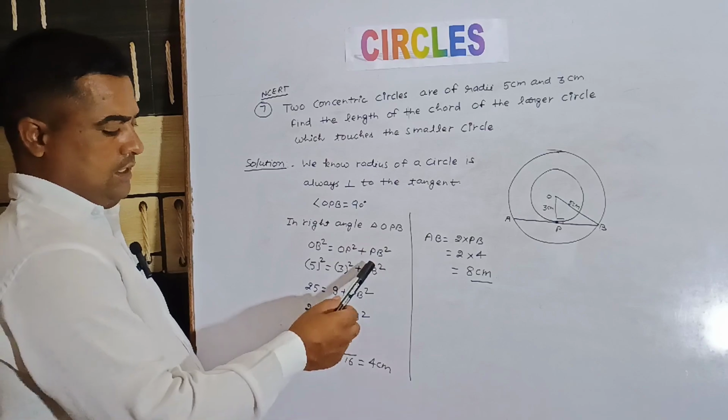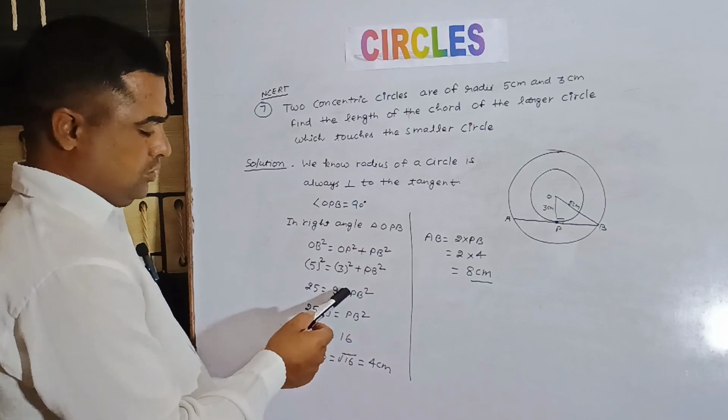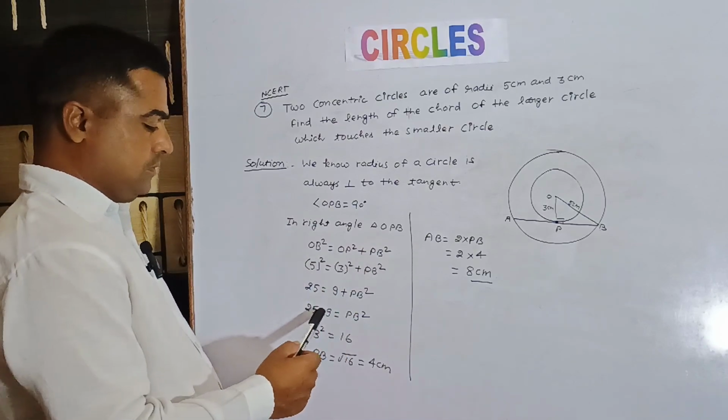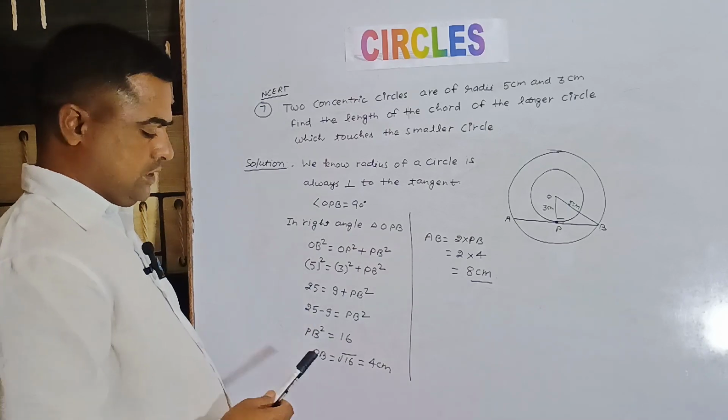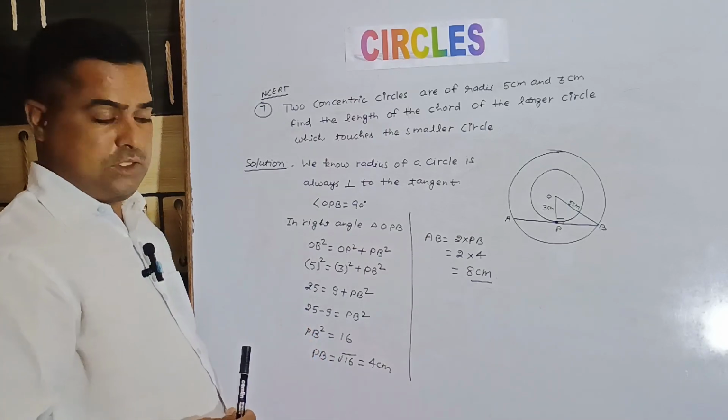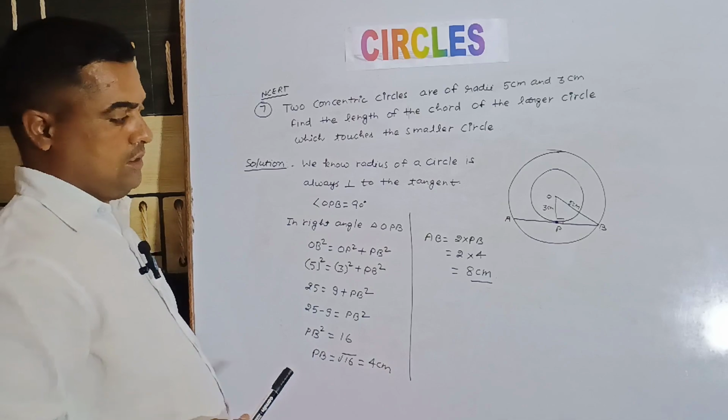This is 3 3 are 9 and PB square. We are transposing this 9 to the left hand side. 25 minus 9, this will be PB square. So PB square equals 16. The value of PB will be square root of 16. This will be 4 centimeter.